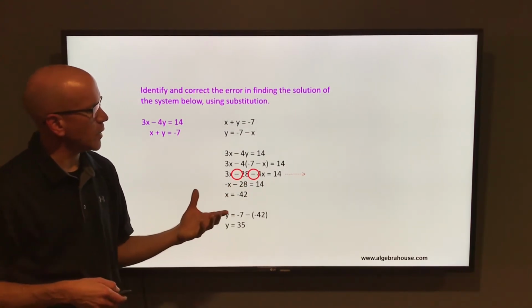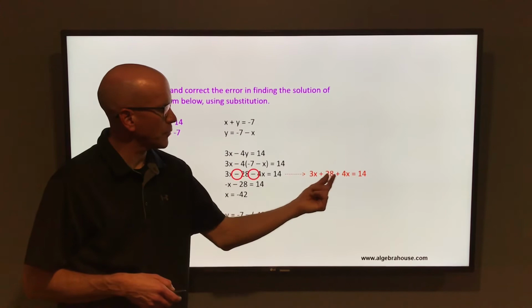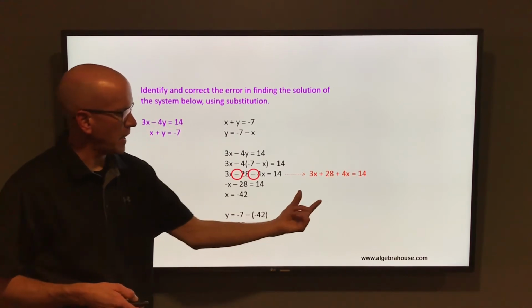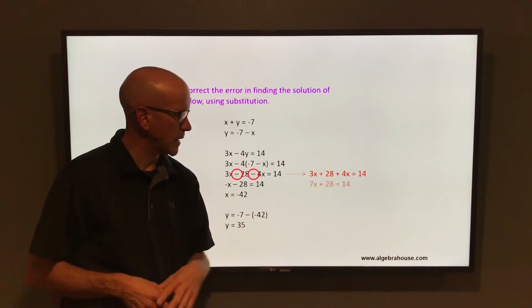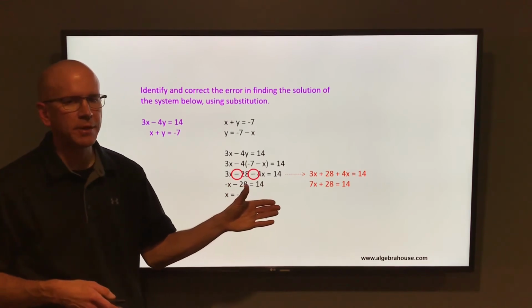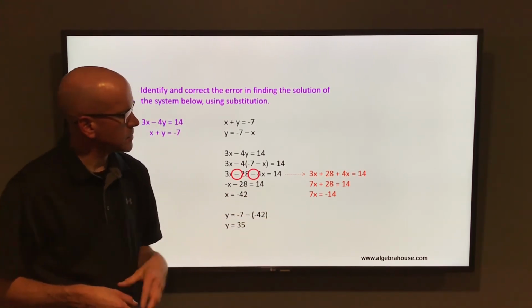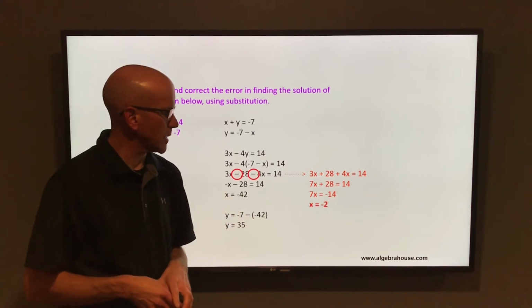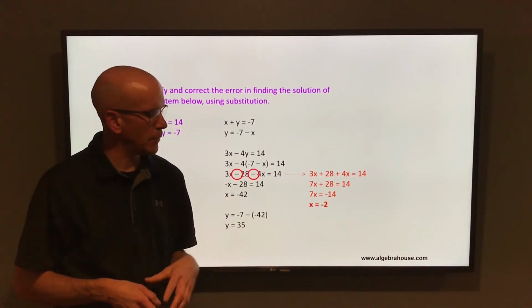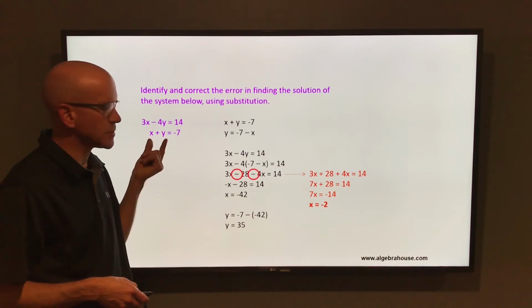So doing this the right way, it's 3x plus 28 plus 4x equals 14. Combine the like terms, 3x and 4x is 7x. It'd be 7x plus 28 equals 14. Continue solving for x. Subtract 28 from each side. Get 7x equals -14, then x equals -2. So now that you know x is -2, you could solve for y.